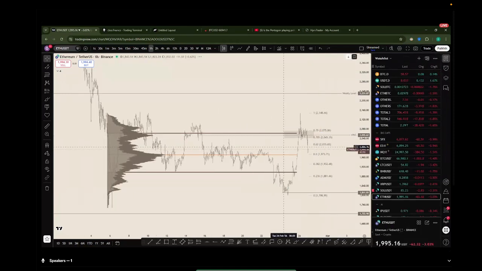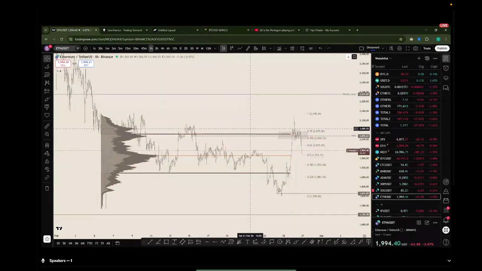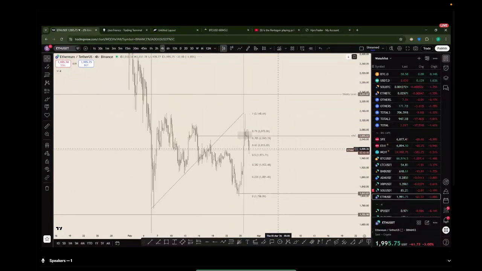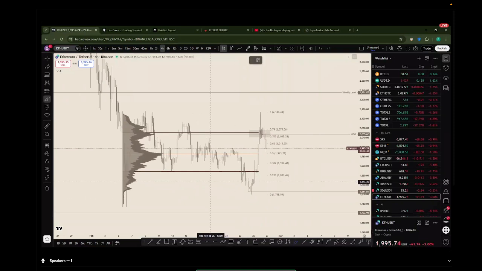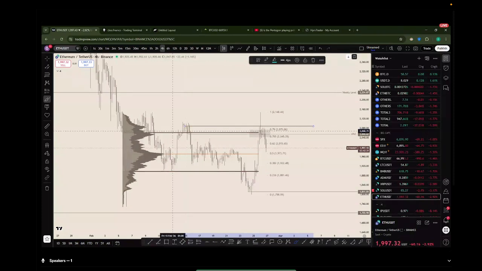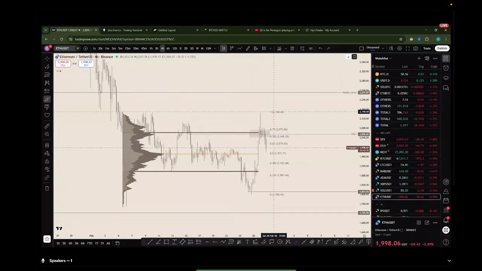Now I think if you follow my streams, you already know the reasoning why I was looking to short this. Beautiful value area high of the range. You also had a 4 hour imbalance, and you also had this 4 hour order block here. So I think this was very obvious to look for shorts. And after that sweep happened, this trade became a must take.